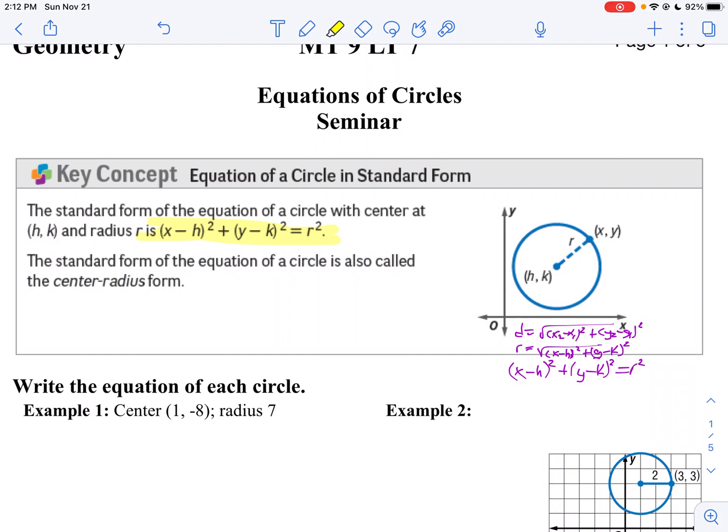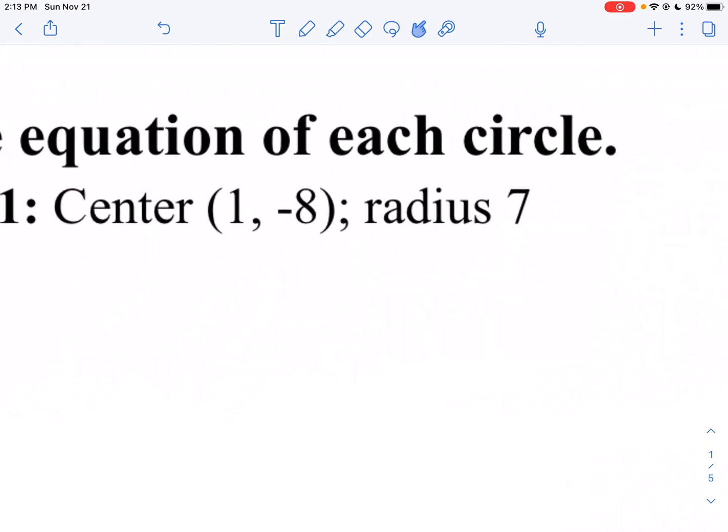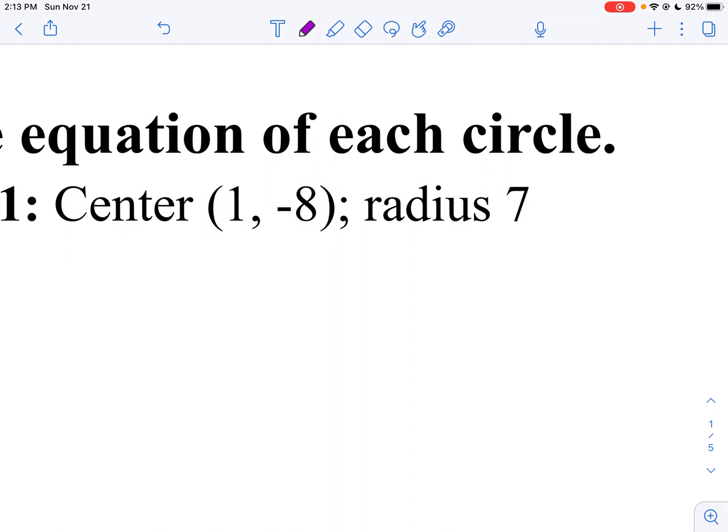So in example 1, I want to write the equation of a circle that has a center of (1, negative 8) and a radius of 7. I'll blow this up a little bit here. So I'm going to say x minus h, the quantity squared, plus y minus k, the quantity squared equals r squared.